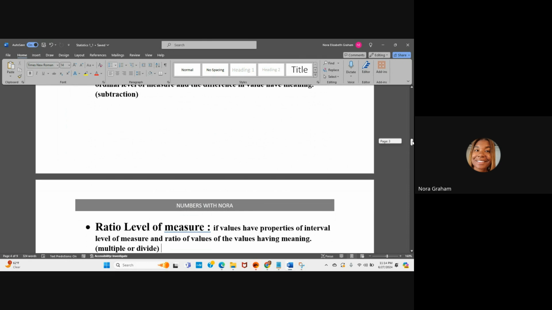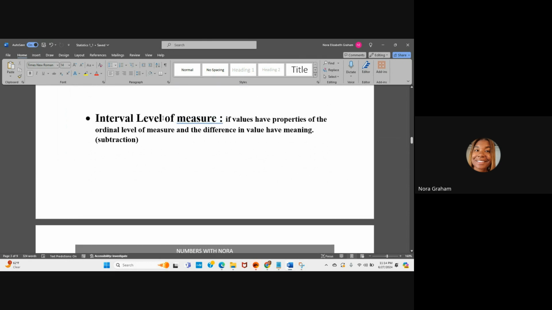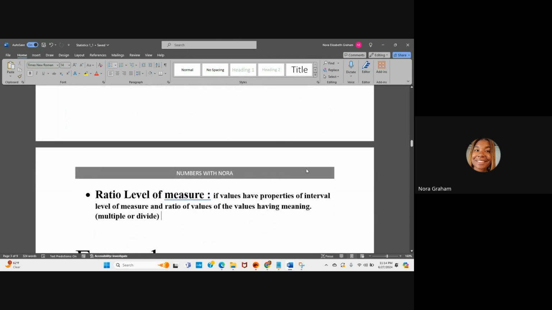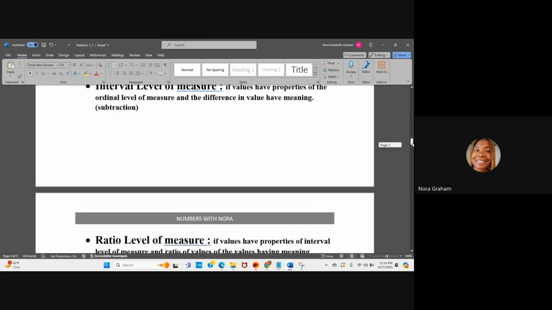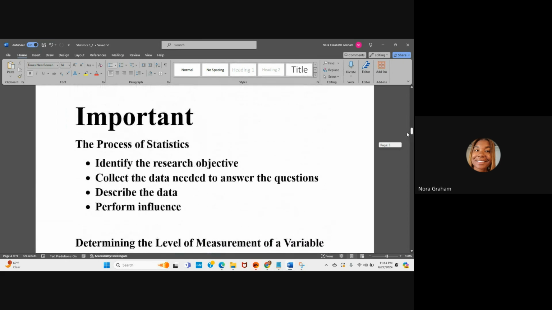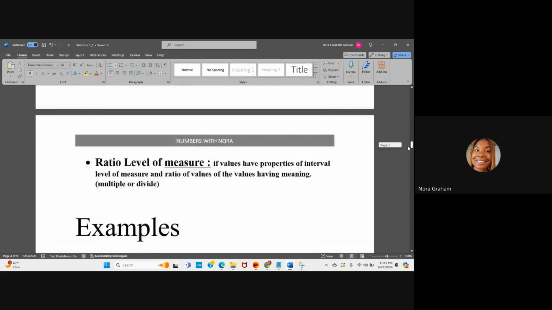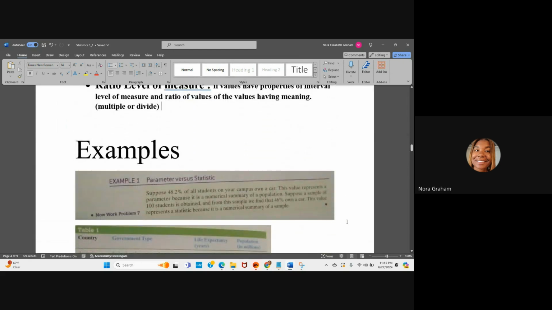The easiest way I like to think about these is interval level: you're able to subtract and add to your values. Ratio level is more of multiplication and division. Okay, and we're going to do more examples on these. If it's confusing, once we do the examples, it should clear it up. All right, so I think that's all I wanted to cover in the important part. So now let's go ahead and look at some examples.